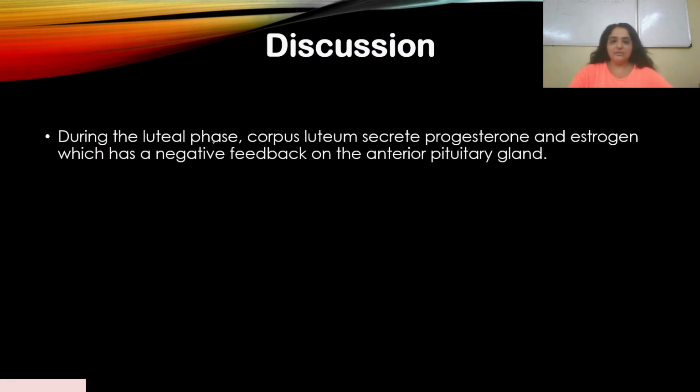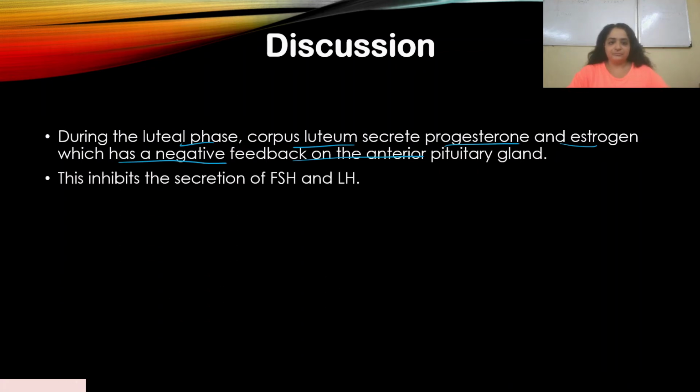So during the luteal phase, the corpus luteum secretes progesterone and estrogen, mostly progesterone, which has a negative feedback on the anterior pituitary gland. When there is too much progesterone and estrogen present, it sends a negative feedback to the pituitary gland in the brain. We don't need FSH and LH anymore, so stop the secretion of that. This inhibits the secretion of FSH and LH.